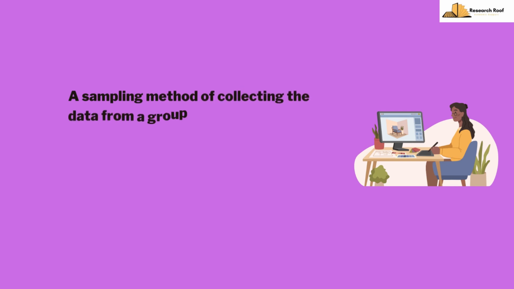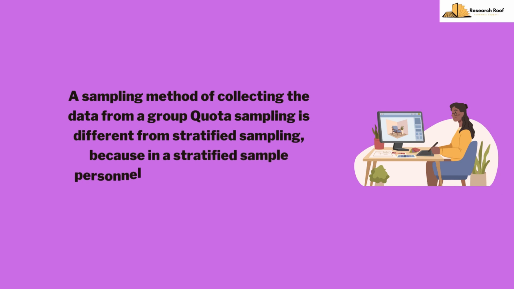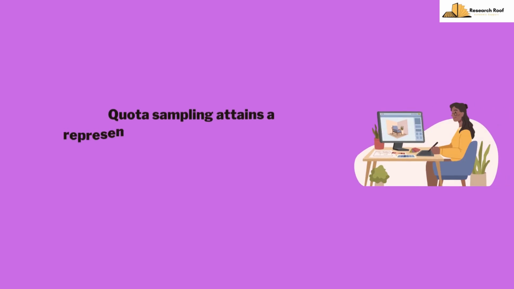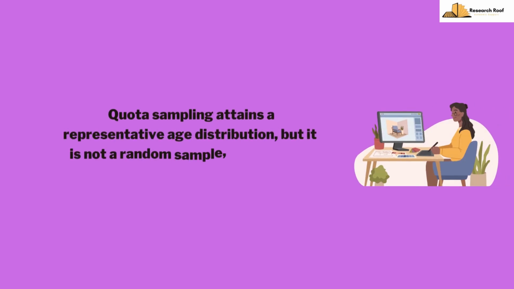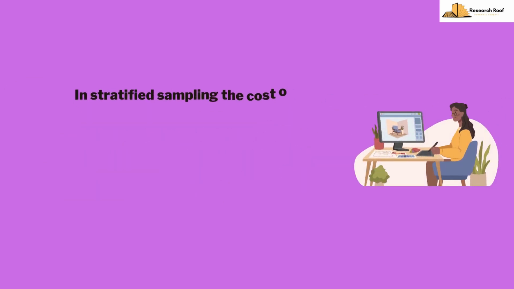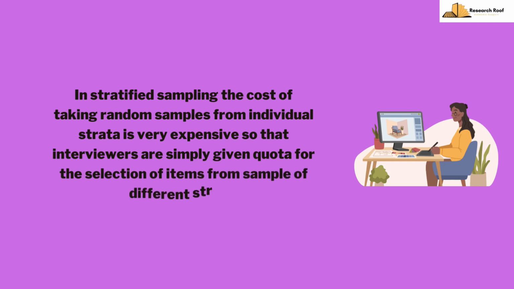5. Quota sampling. A sampling method of collecting data from a group. Quota sampling is different from stratified sampling, because in a stratified sample, personnel within each stratum are chosen at random. Quota sampling attains a representative age distribution, but it is not a random sample, because the sampling frame is unknown. In stratified sampling, the cost of taking random samples from individual strata is very expensive, so interviewers are simply given a quota for the selection of items from the sample of different strata.